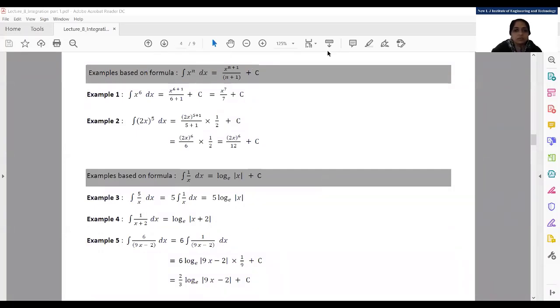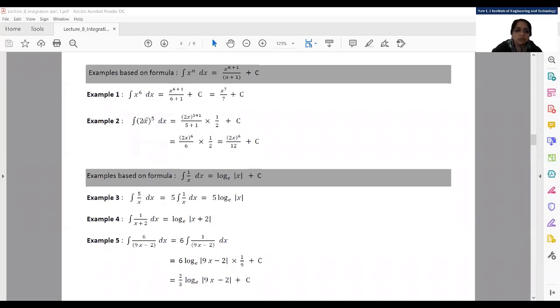So start with the first example, that is the formula of integration of x raised to n. Here, x raised to 6. So it is x raised to 6 plus 1 upon 6 plus 1. Okay, so the answer is x raised to 7 by 7.